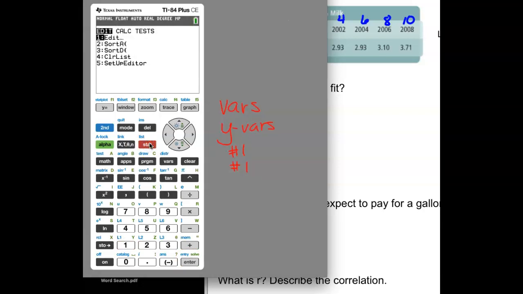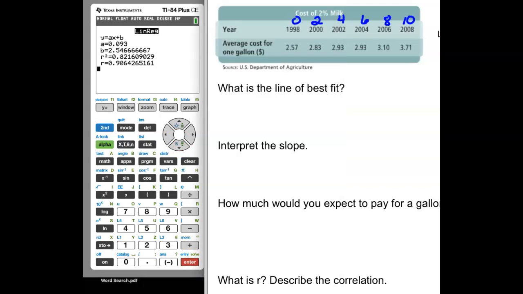All right. Go to Stat, Calculate, number 4. Arrow down to Calculate, and there is our line of best fit. So we should be having our equation y equals 0.093x plus our b value 2.55 if we rounded.